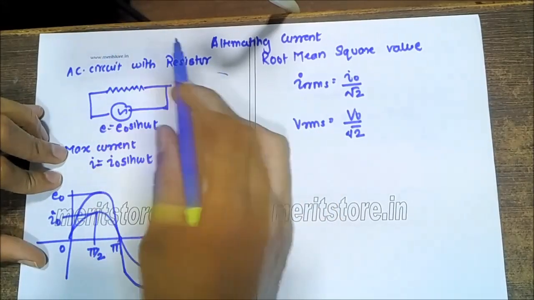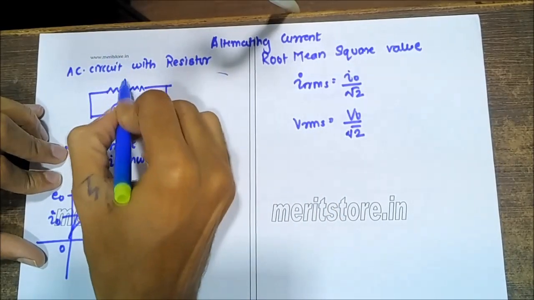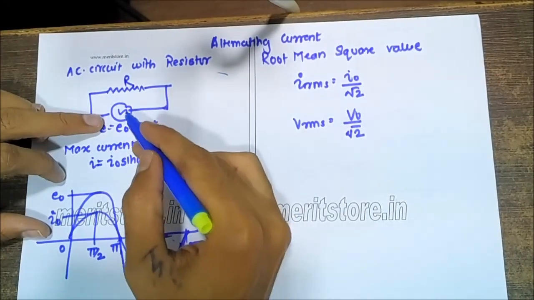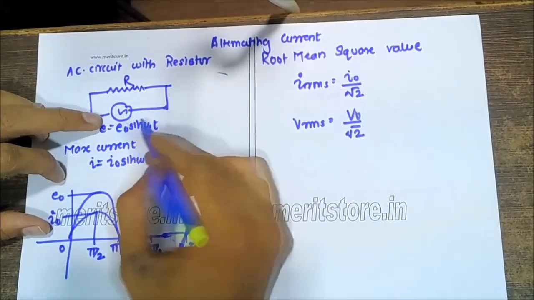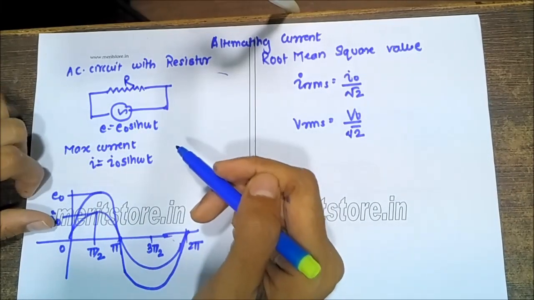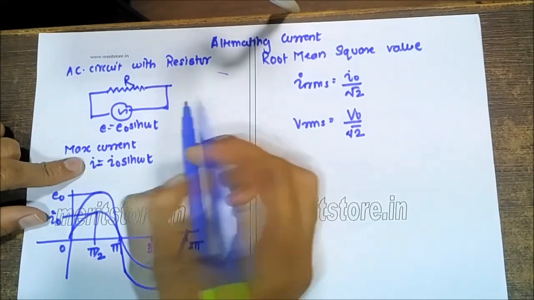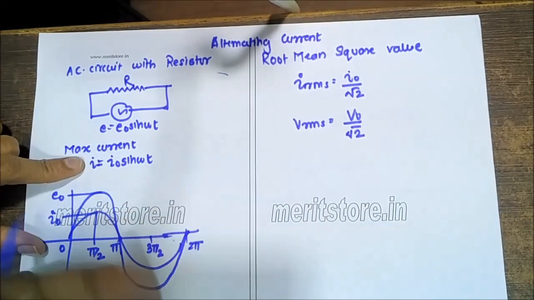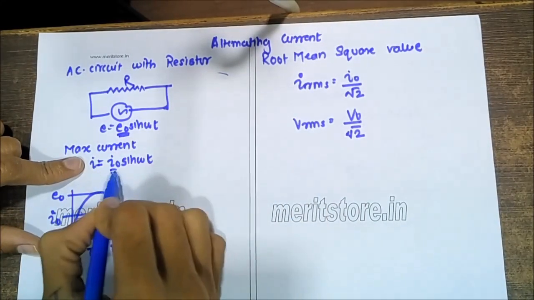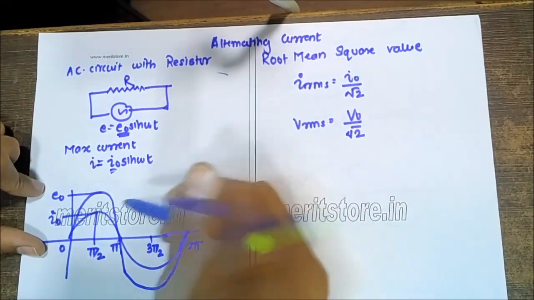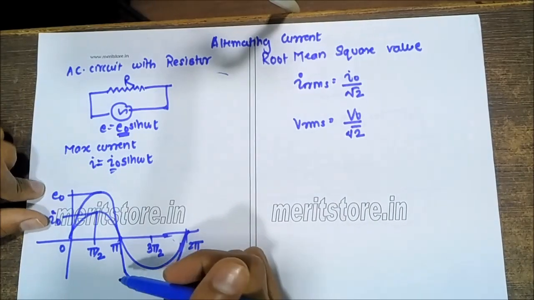Here we consider a resistor of resistance R, which is connected to a source having the EMF or voltage given by E equals E0 sine omega t. After solving this, we get the current I equals I0 sine omega t, where E0 and I0 are the peak values for the voltage and the current, respectively.